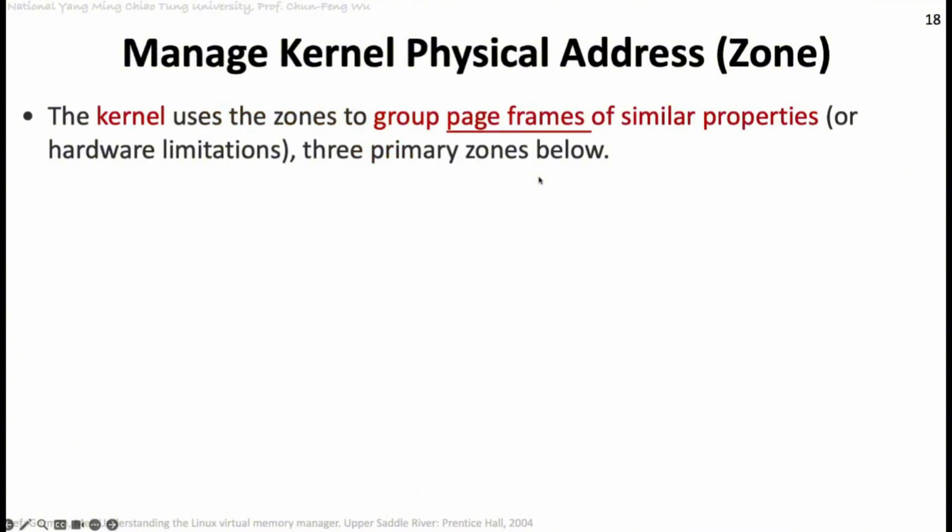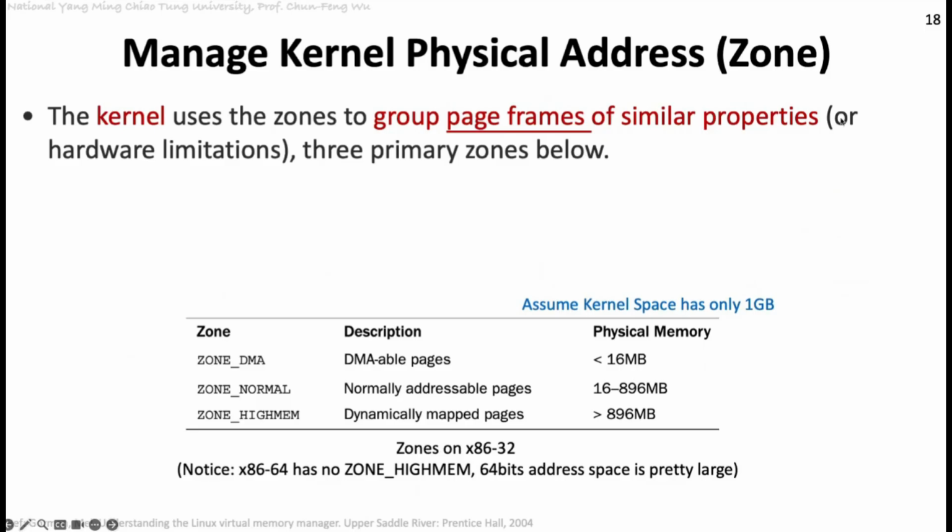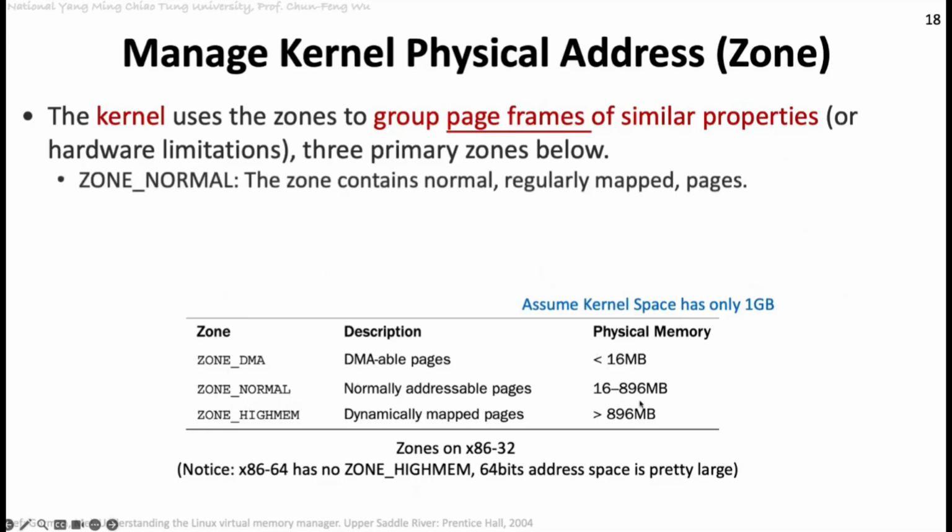First of all, we need to define a thing called zone. The kernel uses zones to group patch frames with similar properties together. Usually there are 3 kinds of zones in Linux: zone-DMA, zone-normal, and zone-high memory. Zone-DMA is the very beginning of the memory, between 0 megabyte and 16 megabyte. Zone-normal is about 16 to 96 megabyte. And zone-high memory is larger than 96 megabyte.